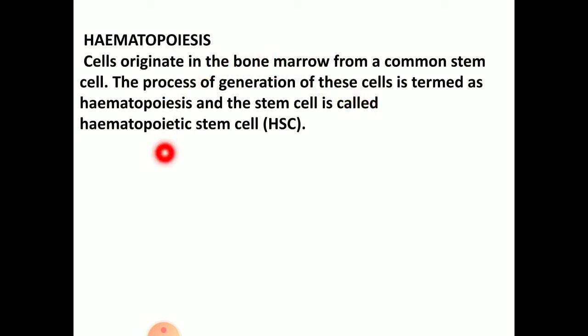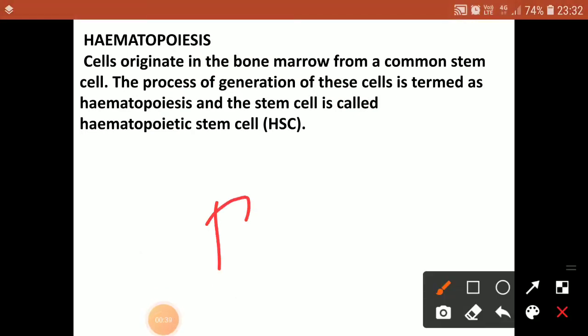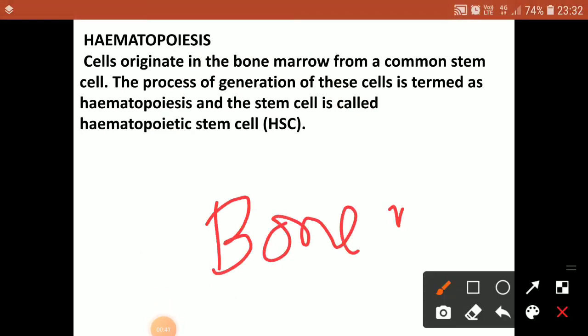So where does this process occur? This process occurs in the bone marrow. So it is the location where hematopoiesis occurs. In order to understand what is hematopoiesis, first we learn about some terms called progenitor cells, the stem cells, the other kinds of cells that we have to learn in order to understand the process of hematopoiesis.